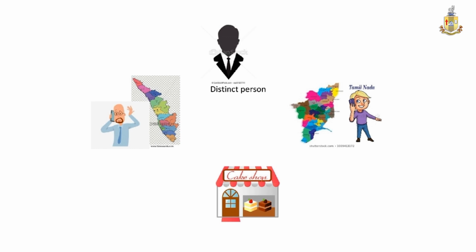Here we have an example. Mr. A is a distinct person. He has a cake shop in Kerala and also in Tamil Nadu. In Kerala, there is an out-of-stock situation for cookies. So the Kerala shop calls the Tamil Nadu worker and says, I'm running out of cookies, can you give me a load of 100 cookies? So the Tamil Nadu worker transfers the goods.